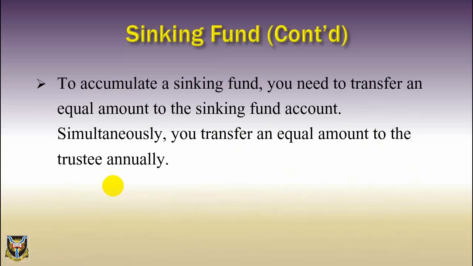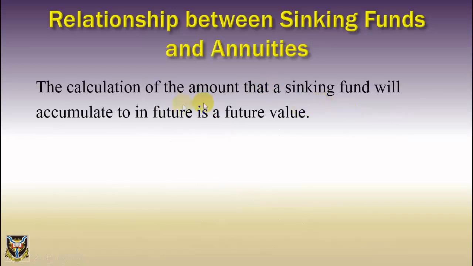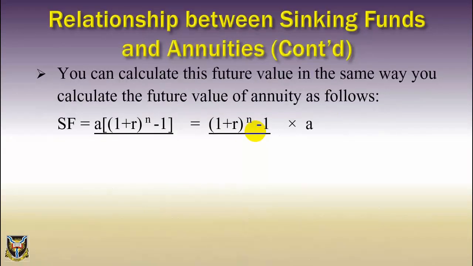O. Relationship between sinking funds and annuities. In a sinking fund, you invest an equal amount annually. The investment earns compound interest at a specific rate. You expect the investment and the compounded interest to accumulate to a specific amount. You will agree that the calculation of the amount that a sinking fund will accumulate to in future is a future value. You can calculate this future value in the same way you calculate the future value of annuity as follows.